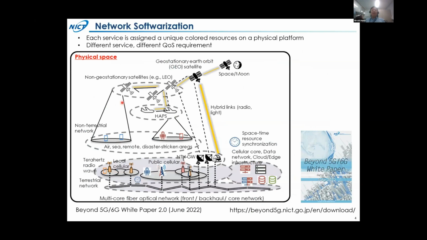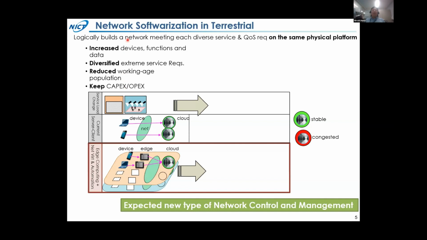We are designing a converged network of terrestrial and non-terrestrial networks. This picture is a snapshot of our white paper, but I'll skip the detail. Partial resources of them compose a service network as shown in the colored resources. Each service is assigned unique colored resources, for example red, blue, or green, on a physical platform. Different services request different QoS requirements, and network softwareization enables this resource reservation and partitioning. Network softwareization technology logically builds a network meeting each diverse service and QoS request on the same physical platform that I mentioned. This is a contribution of network softwareization.